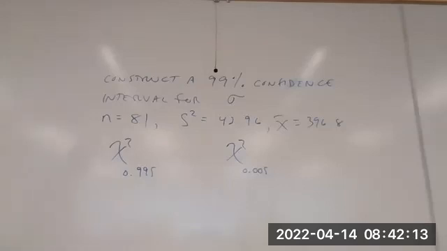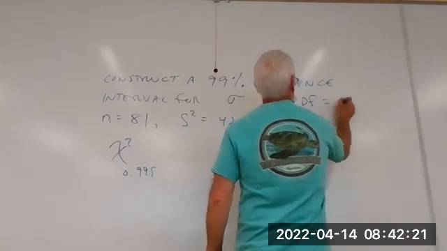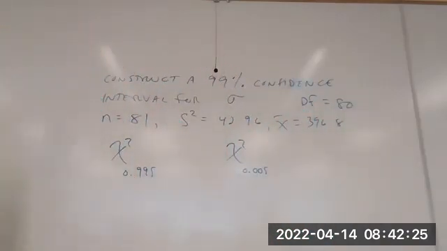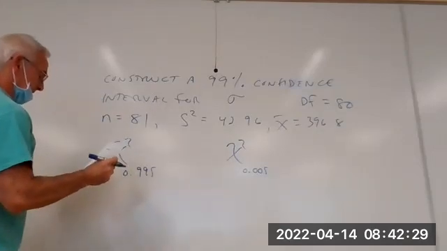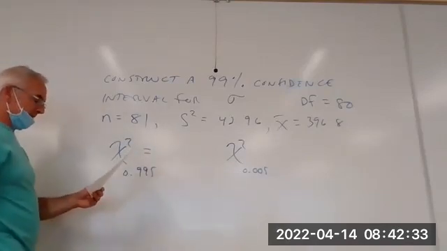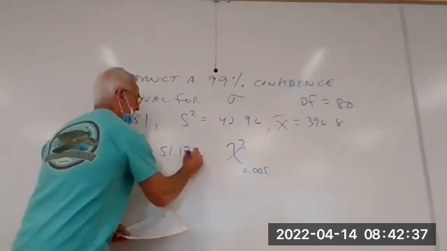So all I got to do is write down the correct numbers. So 80 degrees of freedom. Everybody agree? I'm going to write DF equals 80, because that's where I'm looking. I'm looking at the row where it's 80. So everybody, what is the chi-square value for 0.995? 51.172.